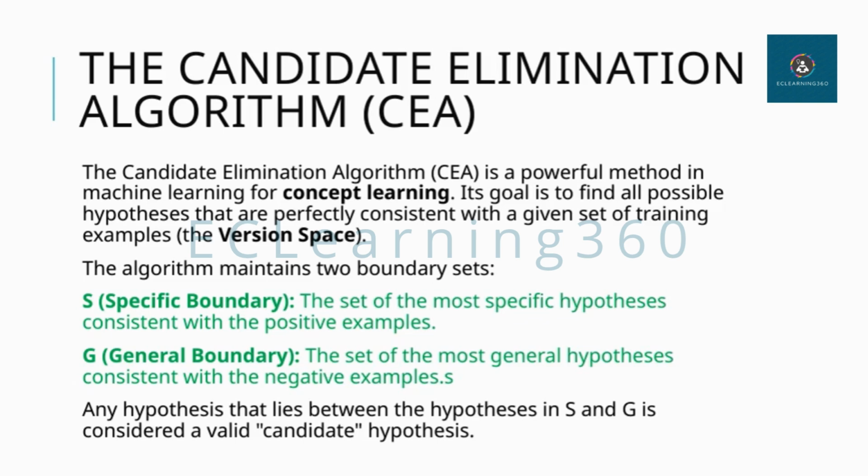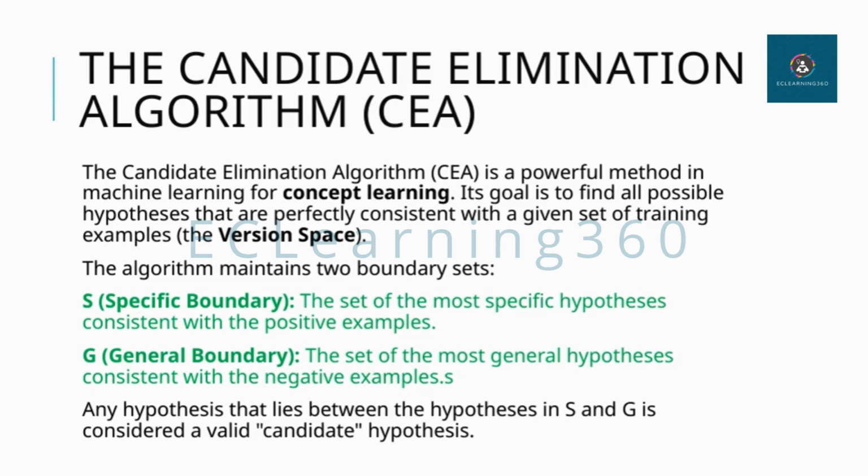We'll look at how it maintains two key boundary sets: the specific boundary, which includes the most specific hypotheses fitting positive examples, and the general boundary, which contains the most general hypotheses fitting negative examples. Any hypothesis that falls between these two boundaries is considered a valid candidate. Over the course of this presentation, we'll dive into each of these concepts in more detail.